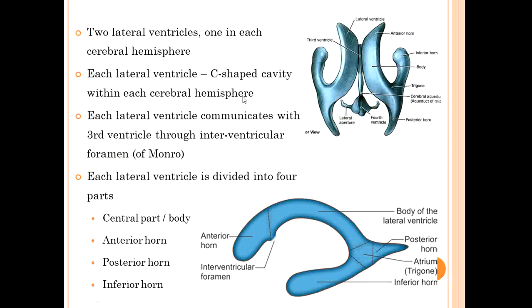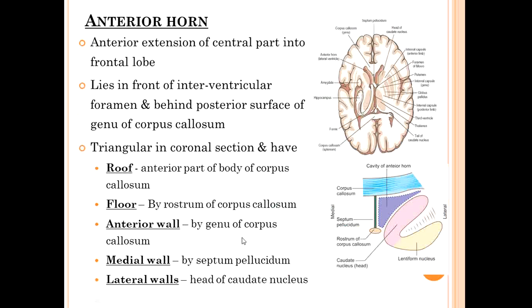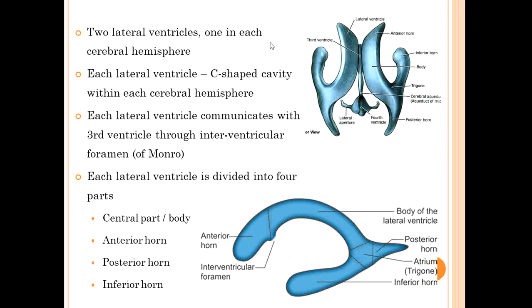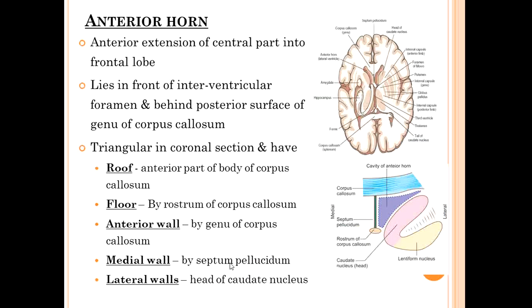Okay, so you see here, here is the interventricular foramen, so it is lying in front of that. It lies in front of the interventricular foramen and behind the posterior surface of the genu of the corpus callosum. So if you see here, in here will be the location of the genu of the corpus callosum. Okay, so anterior horn. Now what are the boundaries?